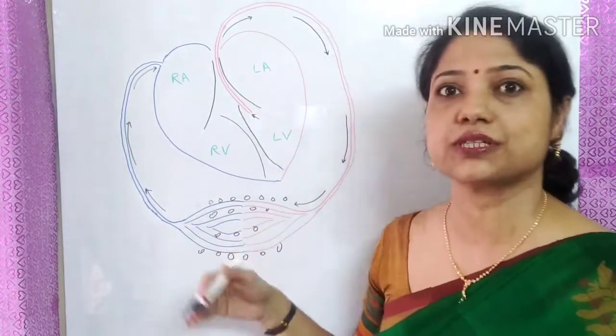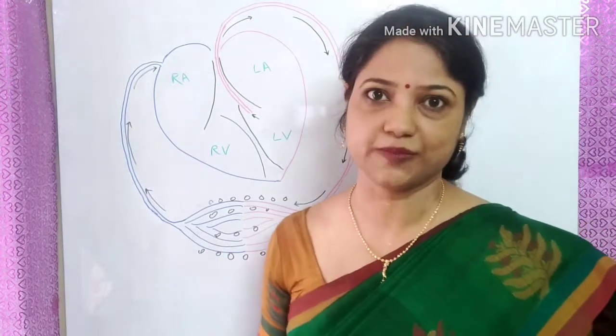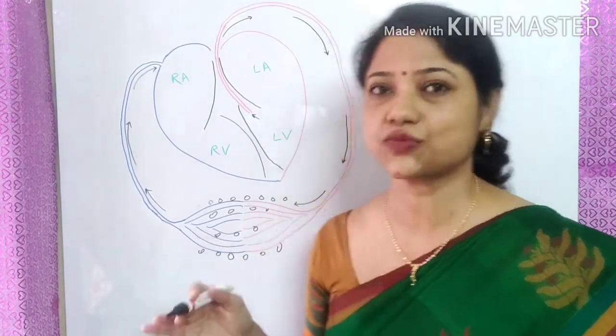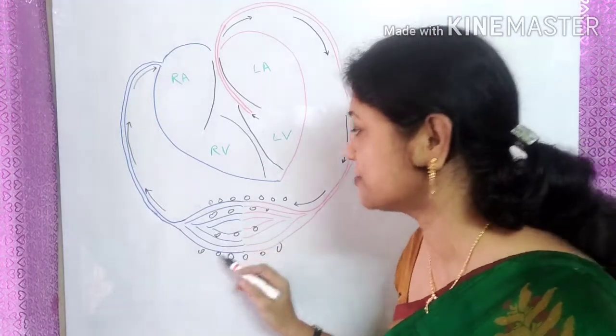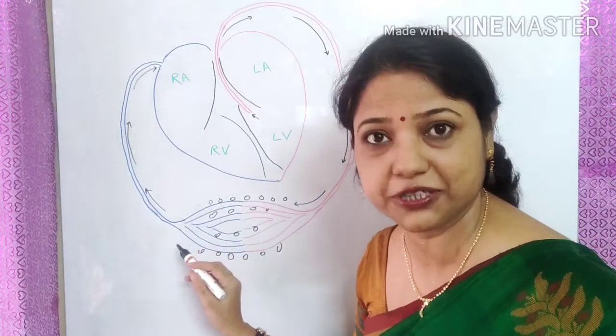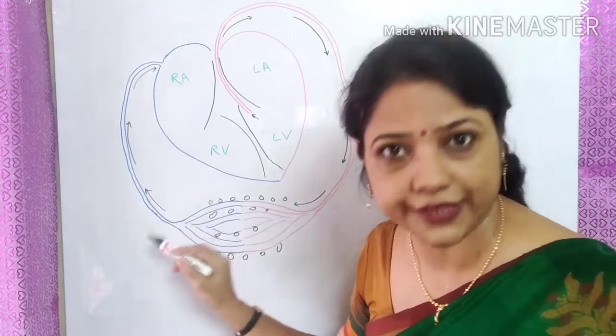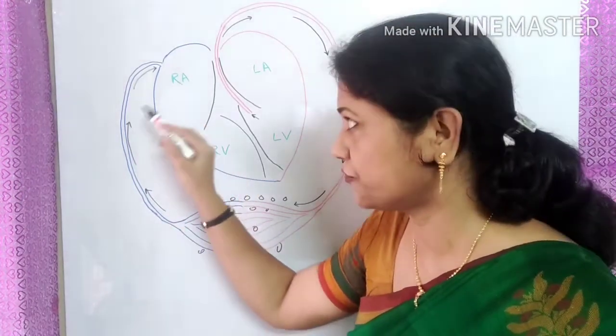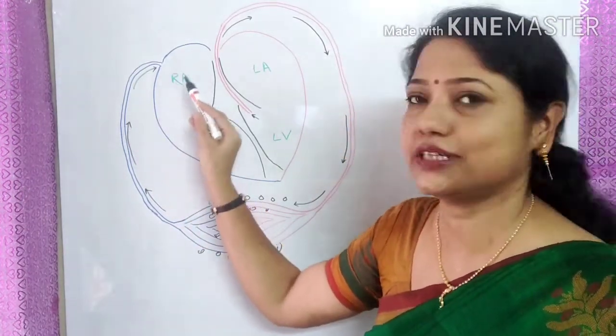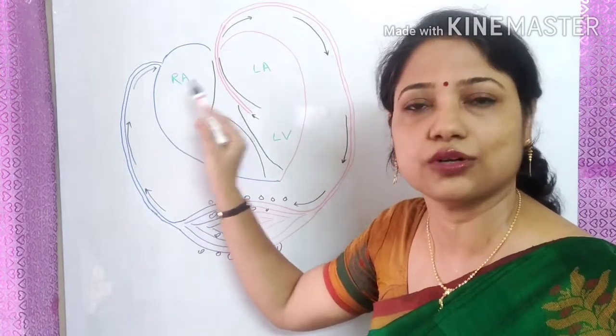After that, what happens? The tissues produce carbon dioxide and waste material. These waste material and carbon dioxide re-enter the blood capillaries, and these blood capillaries reunite to form venules, and finally form veins which enter into the right auricle of the heart.